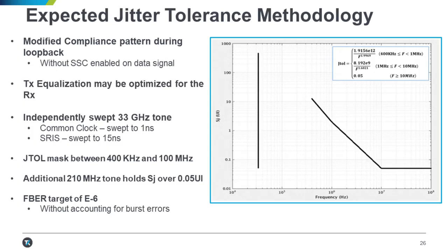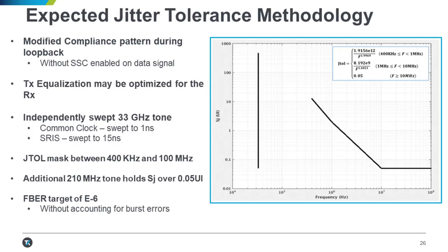The TX equalization coming from the test equipment source, the PPG on the BERT, can be optimized for that receiver. The value that you achieve during your stress eye calibration doesn't have to be used. You can use whatever that specific receiver under test prefers. And we independently sweep the 33 kilohertz tone. You can see that in the plot. The amplitude of that tone is different depending on if you're testing for common clock, where you look at 1 nanosecond, or for SRIS, where you test up to 15 nanoseconds.